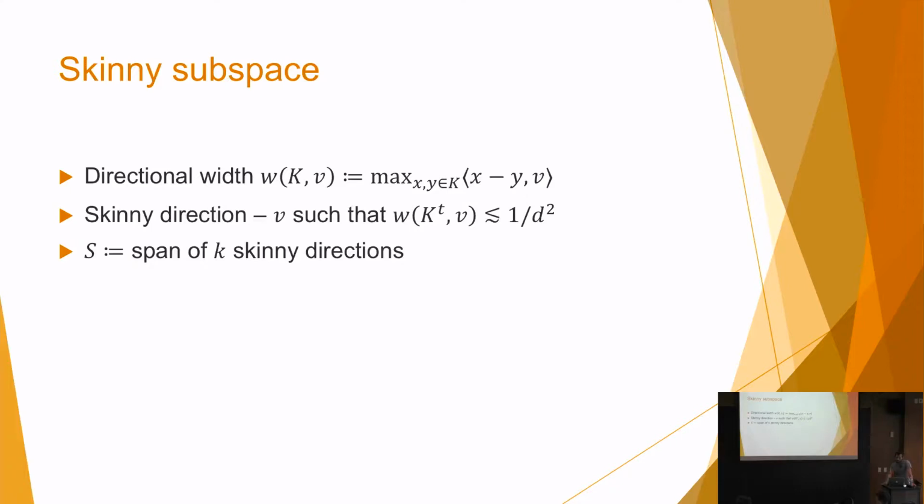And I will maintain this set S, which is going to be a span of skinny directions. What's important is that I'm using skinny directions to define the set, and all the perpendicular directions are not skinny. F is what I'll call the fat subspace. It's the orthogonal complement of S. And F has the property that along every direction in the subspace, the feasible set is fairly large.